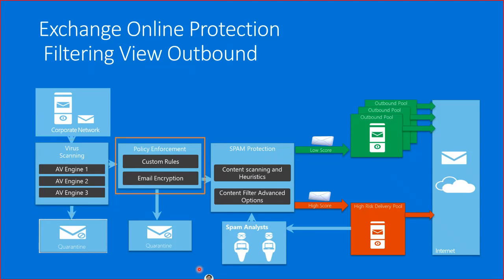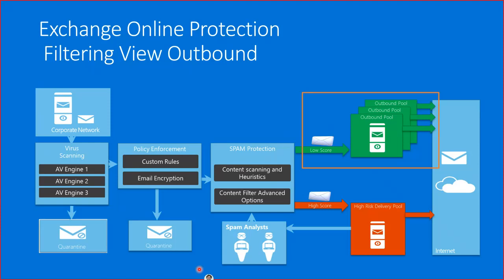Then we evaluate the message for transport rules. If there's a rule to encrypt the message, all those evaluations happen here, and the message moves forward, where we check the content of the message to determine whether the message is clean or has potentially risky content, which might make the message be marked as spam by an external host. So we do that scanning in the spam protection phase. If the message is clean based on the rules, we route the messages to a regular pool of IPs.